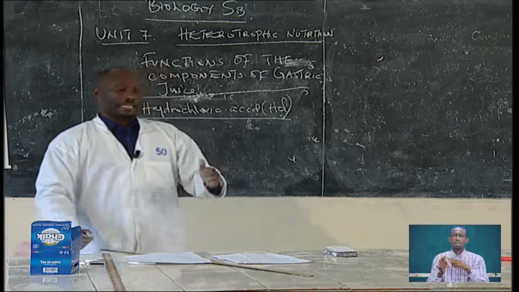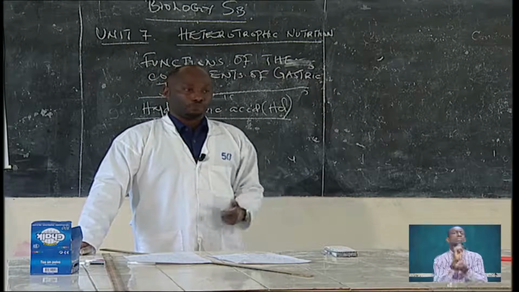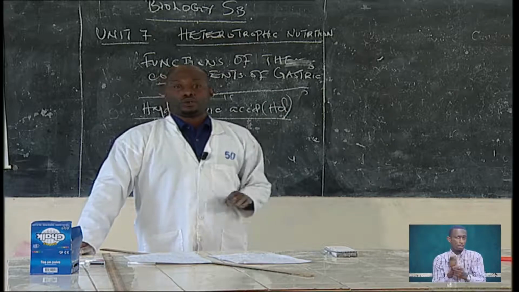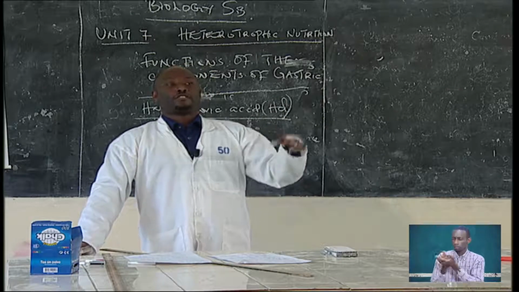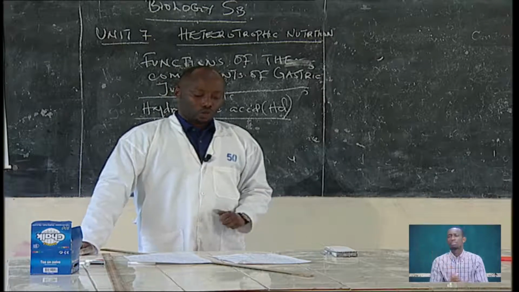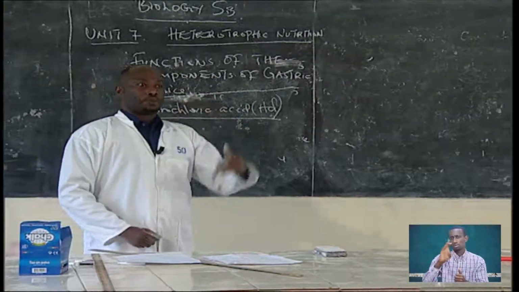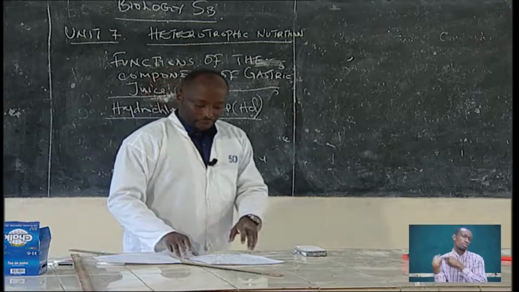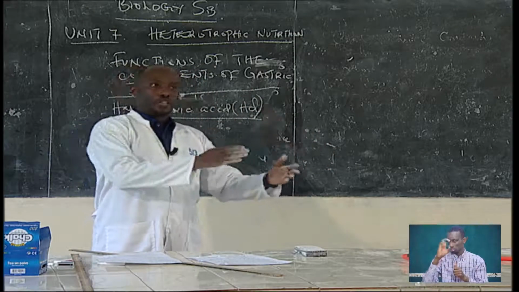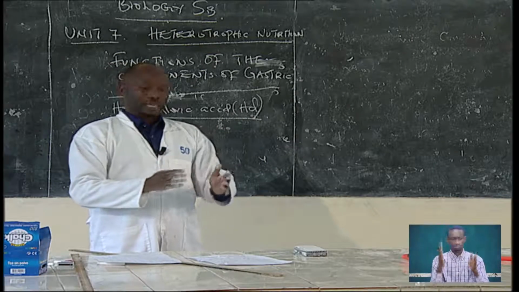Number two, it changes inactive pepsinogen into an active enzyme which is called pepsin. When it is in the inactive form, pepsin cannot perform its function. Number three, it provides an acidic medium for the enzyme pepsin to perform its function. The pH of the stomach must be ranging from 1 to 3. That's when those protein digestive enzymes must be active.